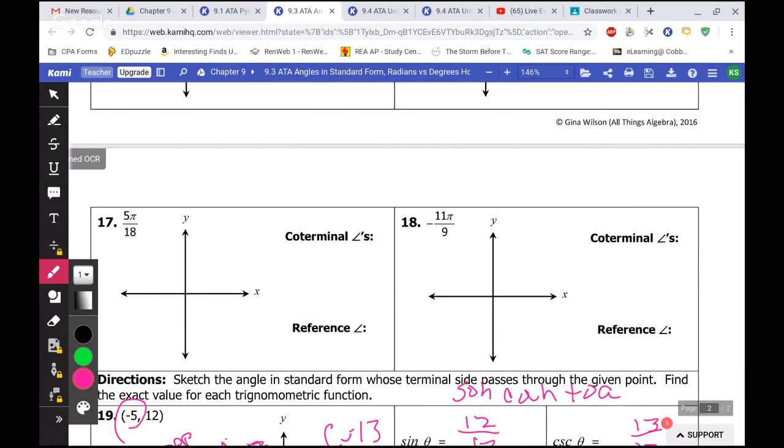Coterminal angles for 5 pi over 18. I know how to find the reference angles when there's a degree, like on 13 through 16, but when it has pi in it, I'm just kind of confused.